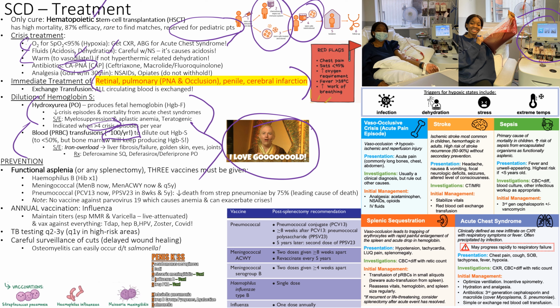And if that's the case, it can then deposit in the liver, deposit in other places, causing problems and organ dysfunction. So we have to reverse the iron toxicity with an iron chelating agent. So deferoxamine or deferasirox, what does it say? Deferiprone. Deferoxamine is a more common one.